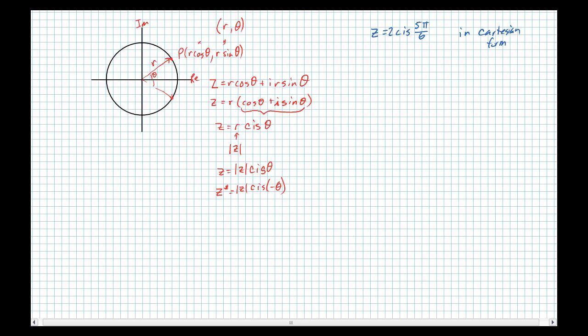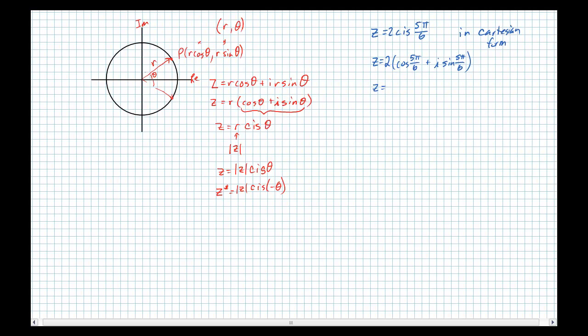Okay, so let's see what we can do with that. The first thing we're going to do is break up this cis. I'm going to rewrite it as z equals 2 times, and then the cis is going to be cosine of 5 pi over 6 plus i times sine of 5 pi over 6. Then we'll go ahead and put that in.